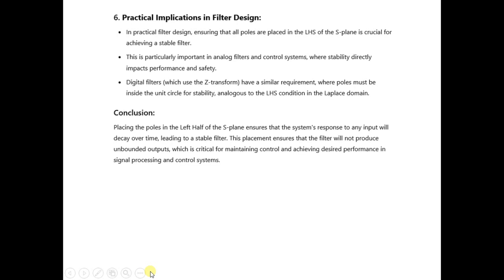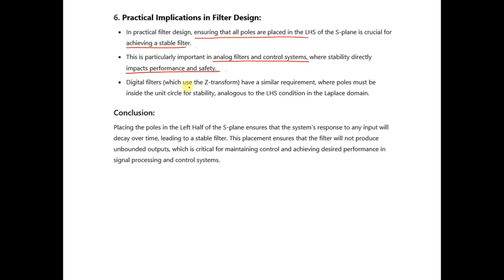Practical implications in filter design. In practical filter design, ensuring that all poles are placed in the left hand side of the S-plane is crucial for achieving a stable filter. This is particularly important in analog filters and control systems where stability directly impacts the performance and safety.